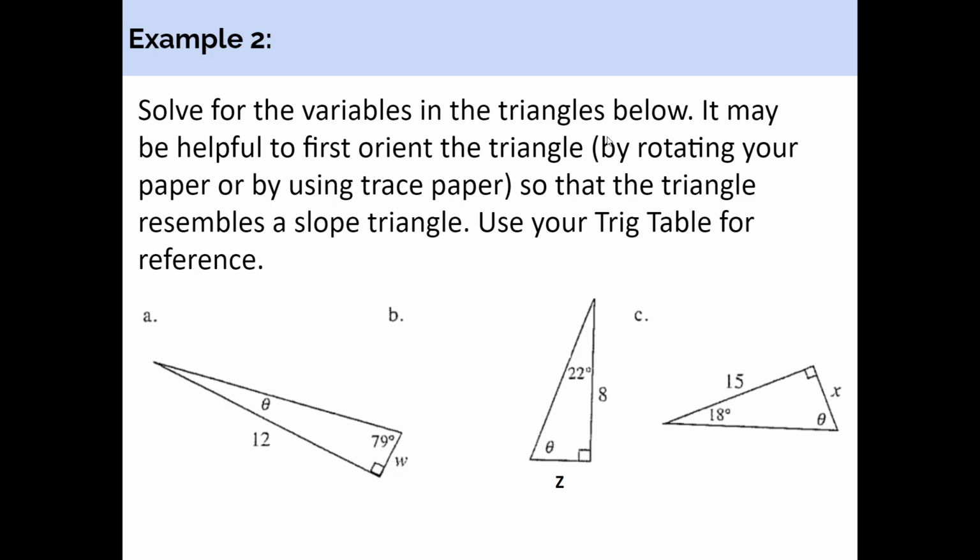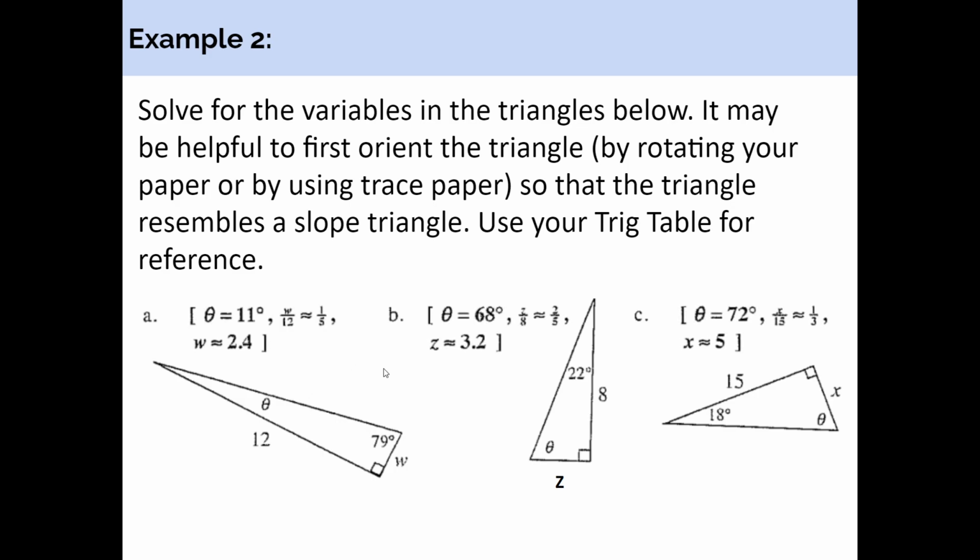Next page. So this one, we're going to use our trig table for reference. So looking at the first triangle, we see 79 degrees. 79 degrees is similar to 11 degrees. One of them is a 1 over 5, one's a 5 over 1. Basically, W should be a fifth of 12.